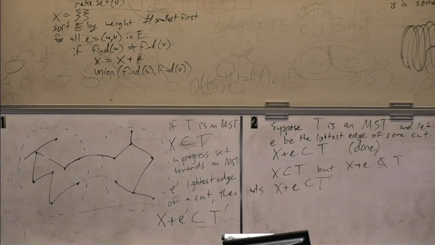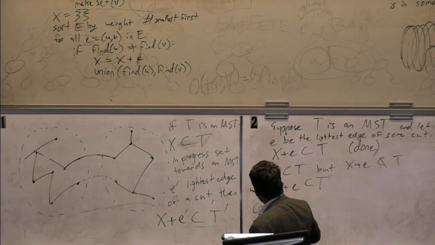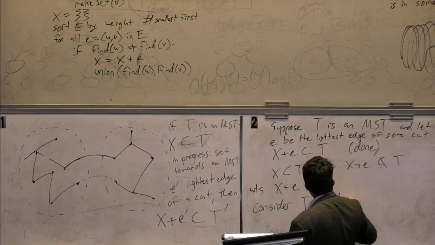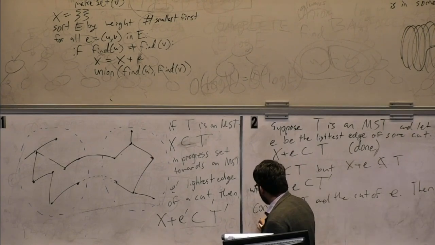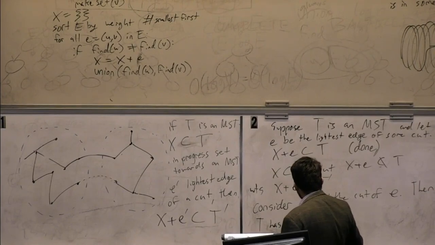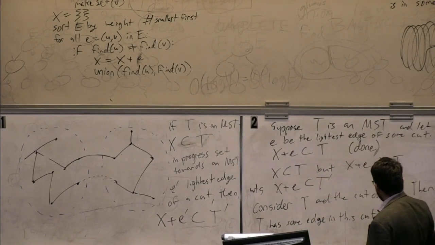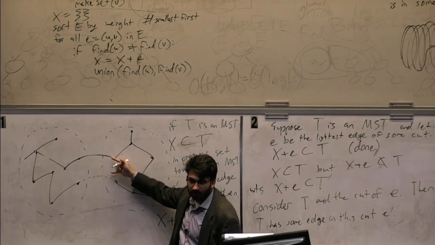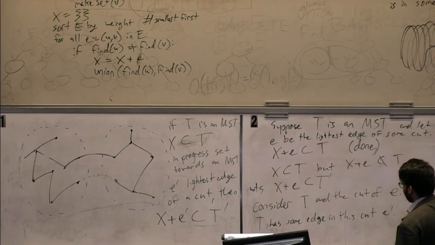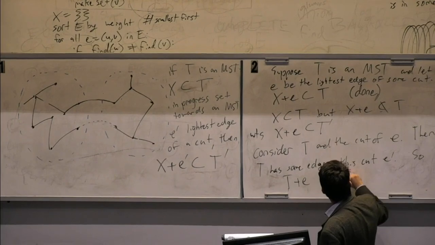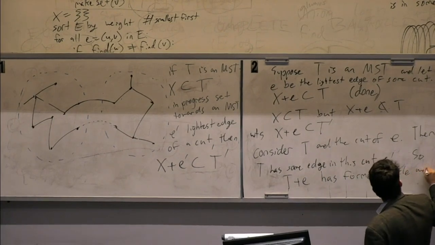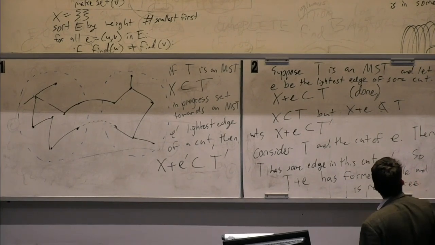So consider the fact that X plus E is not part of the original MST T, but is in progress to an MST T prime. So what we're going to do is we're simply going to form T prime. Consider T and the cut of E. Then T has some edge in this cut, E prime, right? One of these is E, one of these is E prime. Think of it that way. So T plus E has formed a cycle and is not a tree, right?